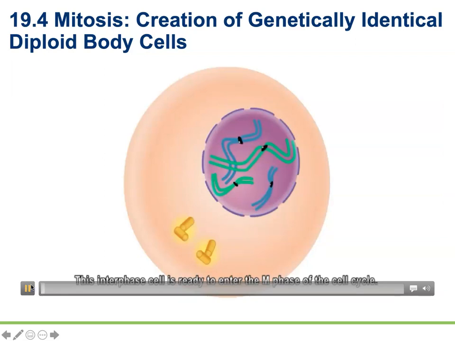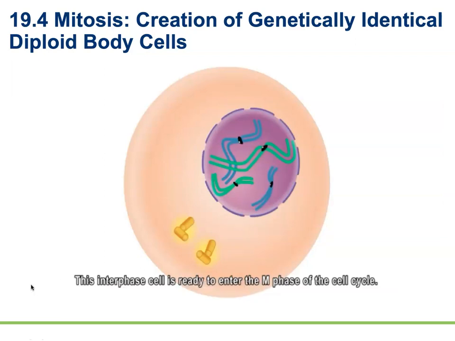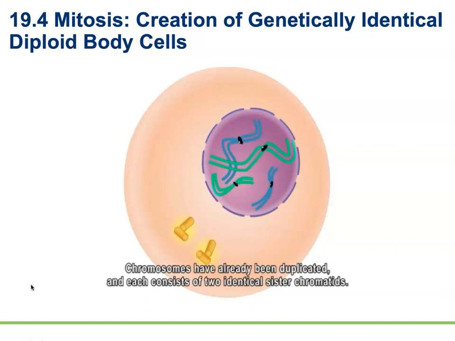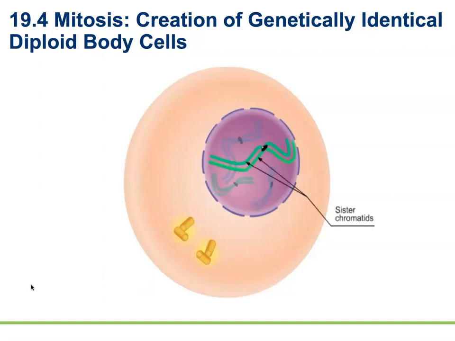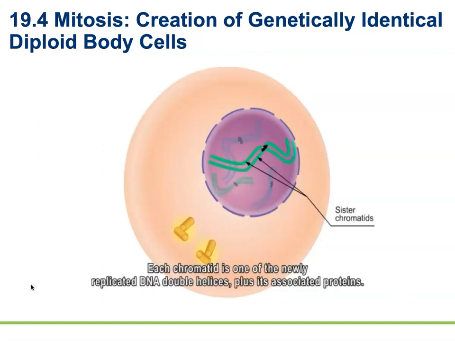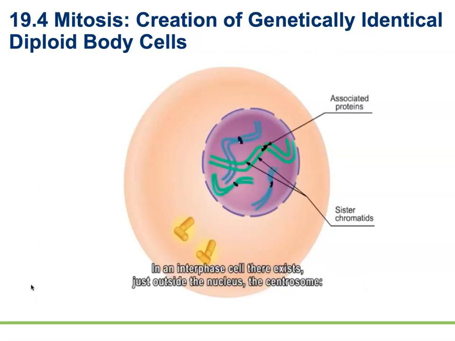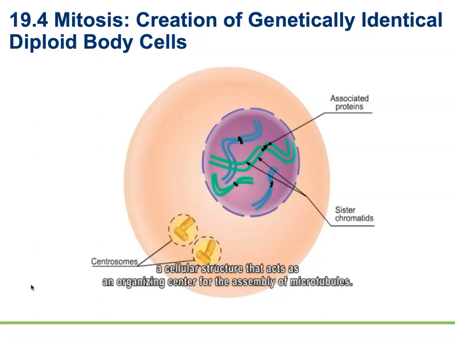This interphase cell is ready to enter the M phase of the cell cycle. Chromosomes have already been duplicated, and each consists of two identical sister chromatids. Each chromatid is one of the newly replicated DNA double helices, plus its associated proteins. In an interphase cell, there exists, just outside the nucleus, the centrosome, a cellular structure that acts as an organizing center for the assembly of microtubules.